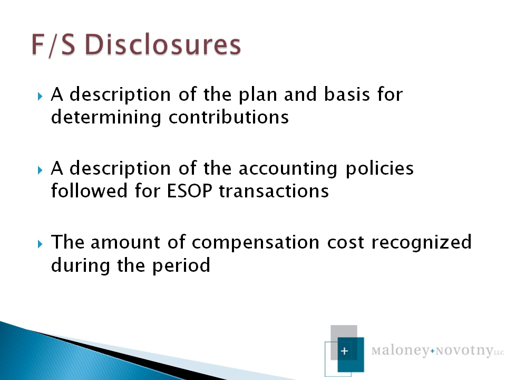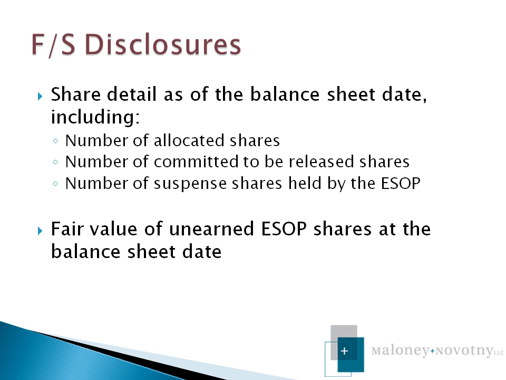The compensation cost, that non-cash expense that we record annually, that should be disclosed for the time period that we're reporting on. We should also have share detail. We should be showing the total number of allocated shares, total number of unallocated shares that are held in suspense. Whatever is going to be released or committed to be released should be disclosed separately as well for the period that's being reported on. And ultimately, the fair value of the unearned ESOP shares. So we should take the total amount of unearned ESOP shares at the current fair value that's done annually and disclose what that would be.